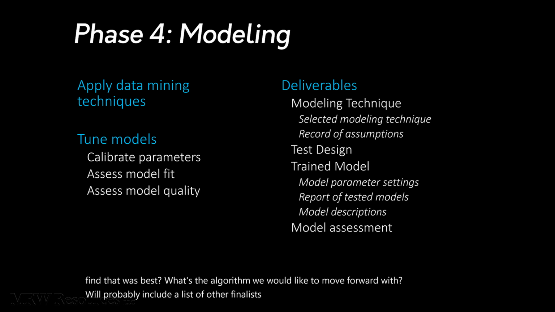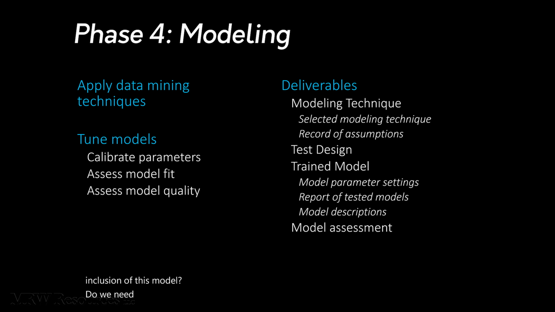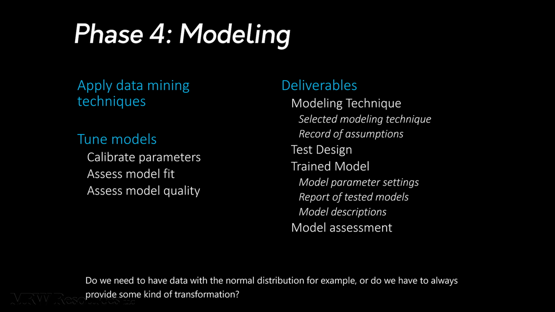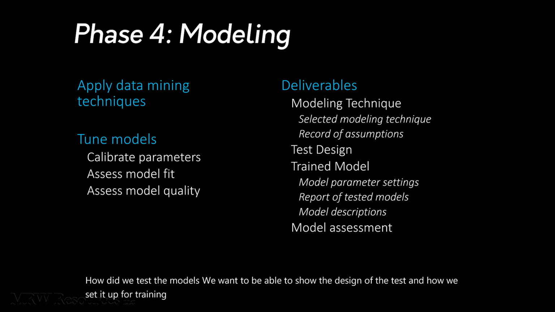What kind of assumptions go into the inclusion of this model? Do we need to have data with a normal distribution, for example, or do we have to always provide some kind of transformation? How did we test the model? So we want to be able to show the design of the test and how we set it up for training, testing, validation, and all that kind of stuff. And we'll get into that in a little bit more detail later on as well.